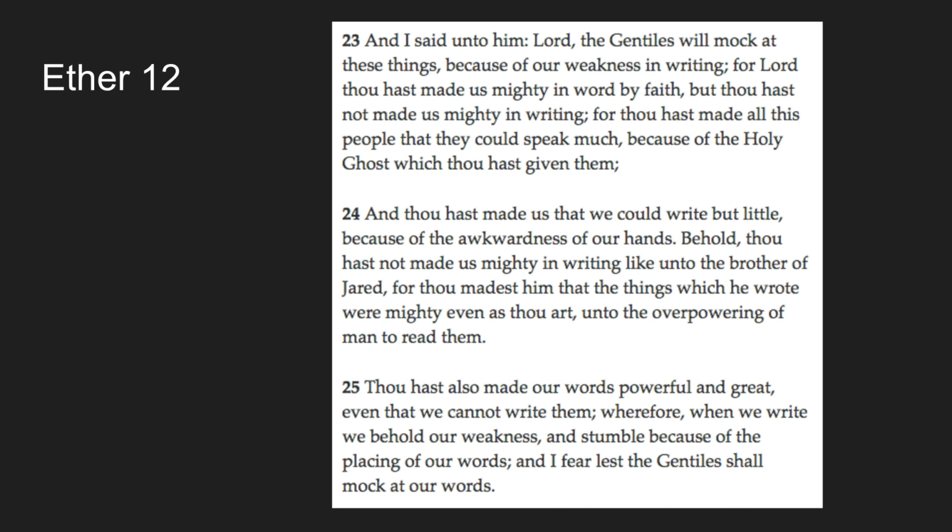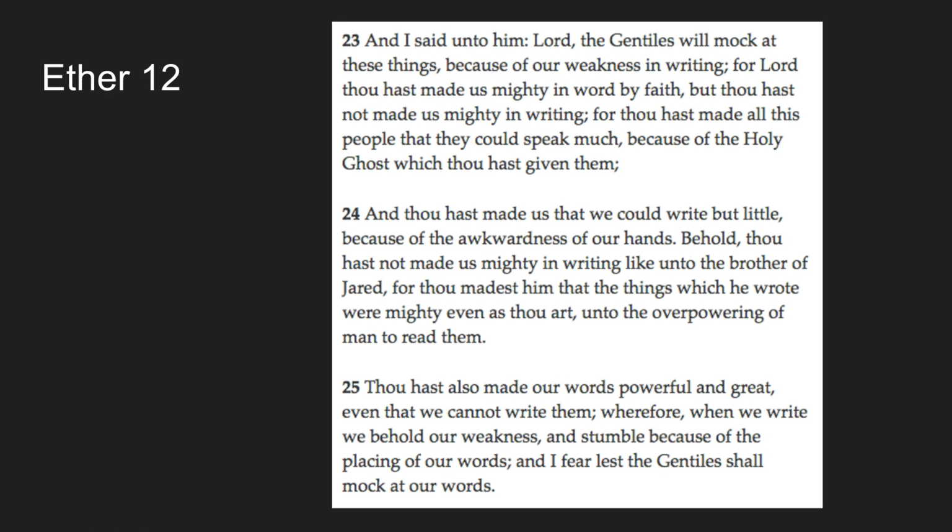And then in Ether 12, Moroni speaking: And I said unto him, Lord, the Gentiles will mock at these things because of our weakness in writing. For Lord, thou hast made us mighty in word by faith, but thou hast not made us mighty in writing. For thou hast made all this people that they could speak much because of the Holy Ghost, which thou hast given them. And thou hast made us that we could write but little because of the awkwardness of our hands. Behold, thou hast not made us mighty in writing, like unto the brother of Jared.